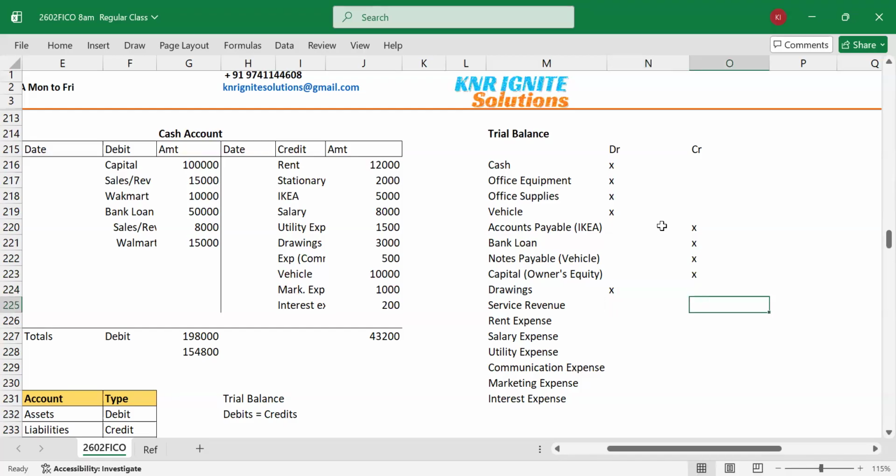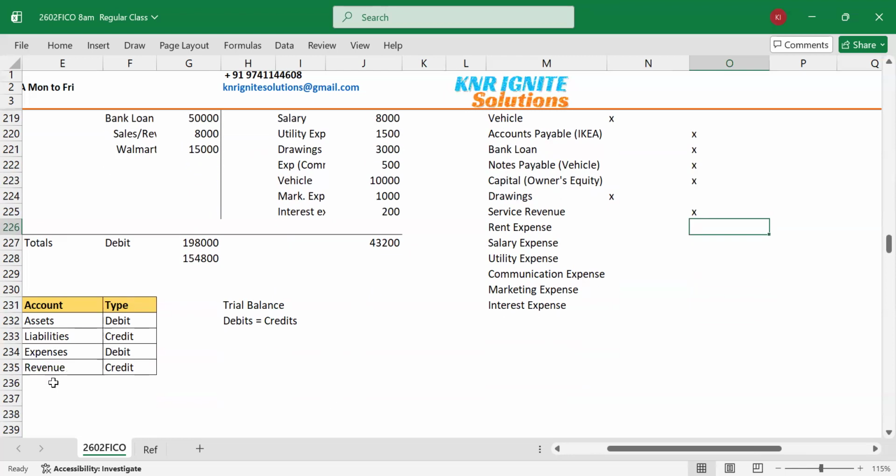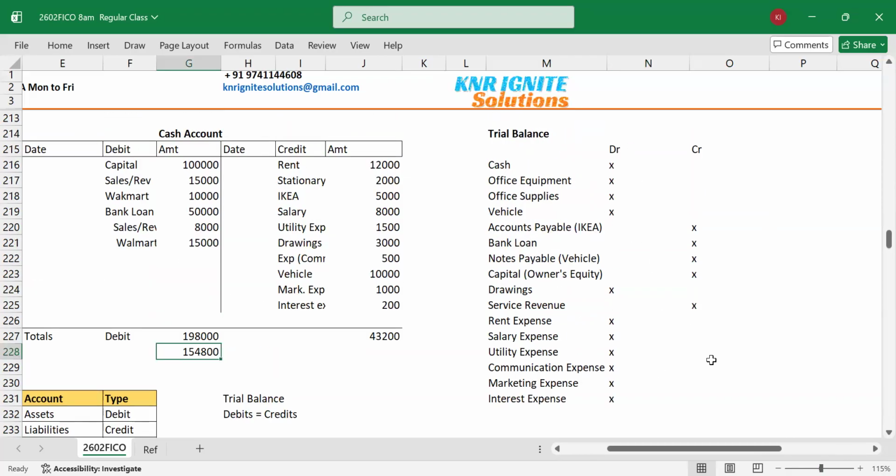Revenue will become your credit always. Debit all expenses, credit all revenues. So rent is a debit, salary is a debit, utility is a debit, and communication is also debit, marketing expense debit, interest debit. So all you need to do, once you prepare this final balance, is put it under the respective category. Now just treat this as your basic fundamental thing. Now let me put my cash here quickly. This is my cash debit balance.